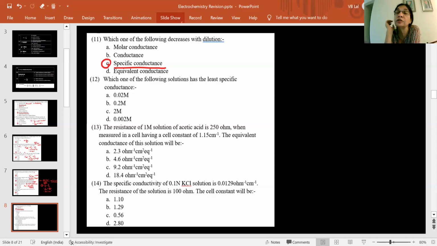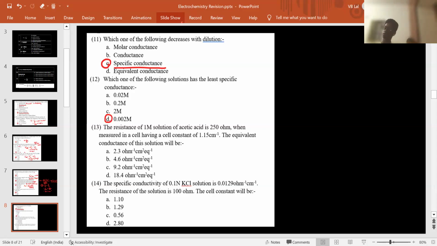So who will tell me the answer of the 12th one? Madhavan, I don't know whether he has attended. What is the answer of the 12th? Answer is D, right? Which is the most dilute, 0.002.